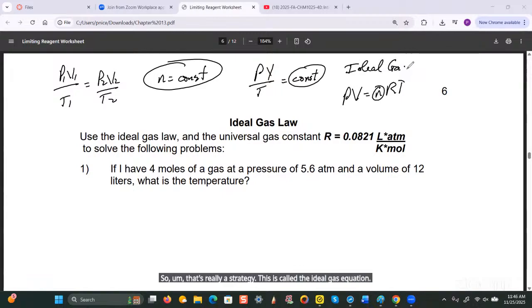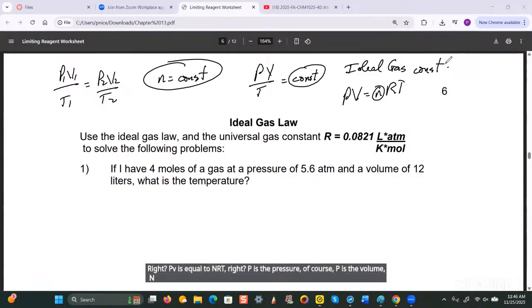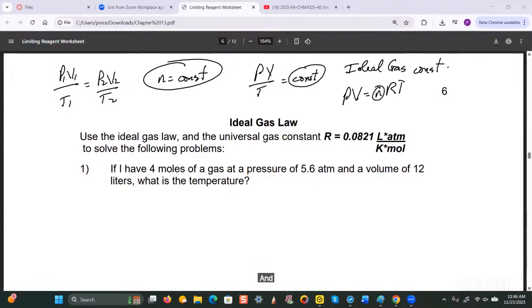Or as some former students of mine would call this, the perfect earth equation. Right? PV is equal to nRT. All right? P is the pressure, of course, V is the volume, n is the number of moles, and T is the temperature, which is expressed in Kelvin. So this begs the question, what is R? And R is called the molar gas constant, right?